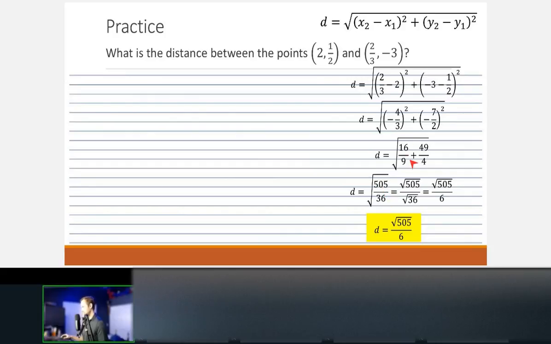If you got this step correct, but you didn't get this, going from this to this, you need to review. Go on YouTube and type in adding and subtracting fractions and get a refresher on this concept. I'm definitely not going to cover this. This is definitely well below required skills for this class.